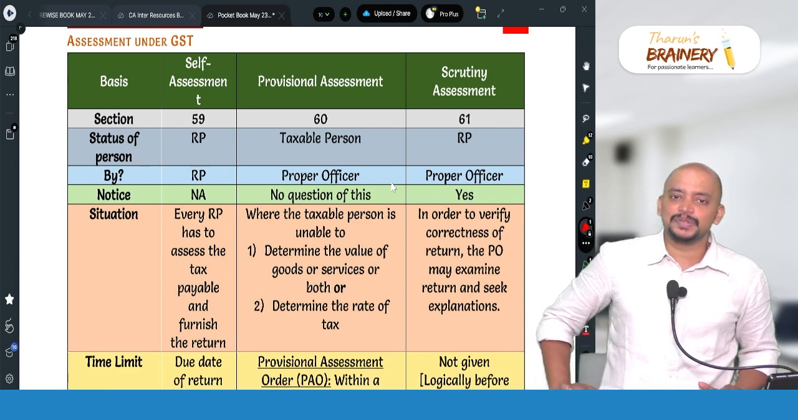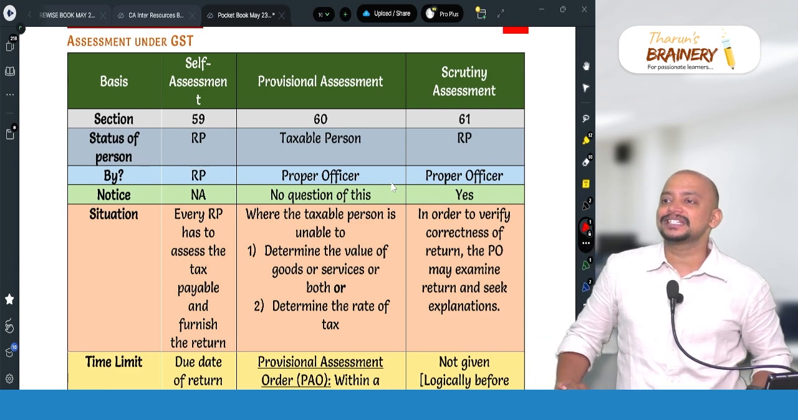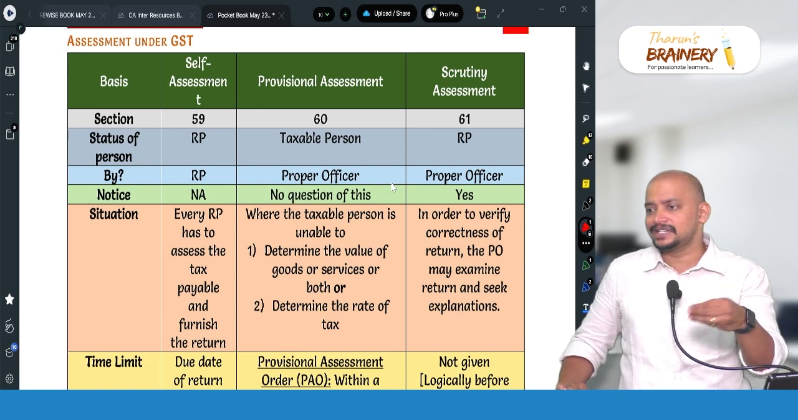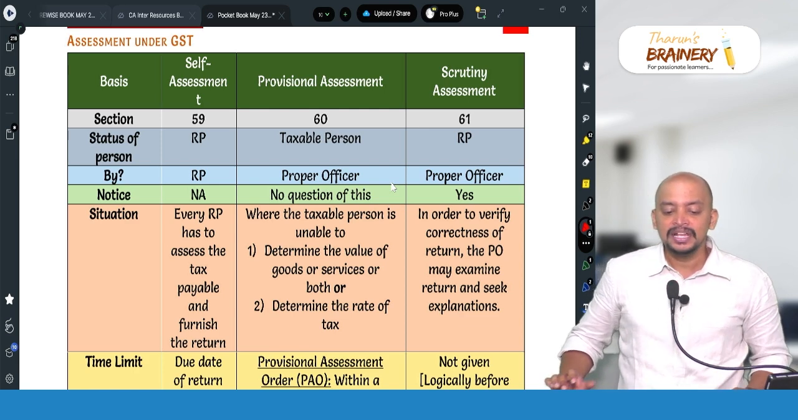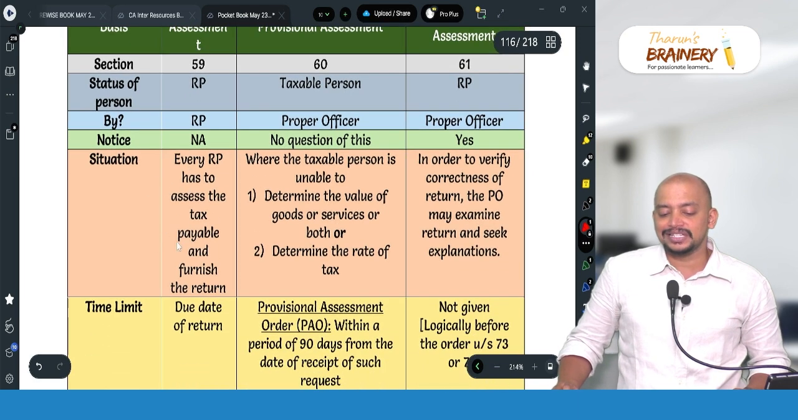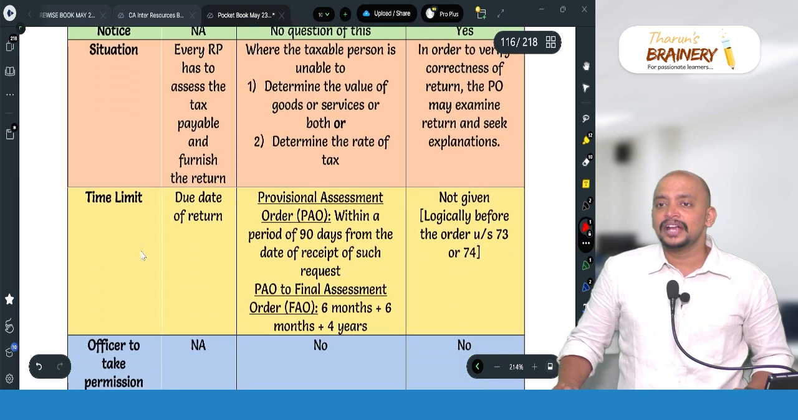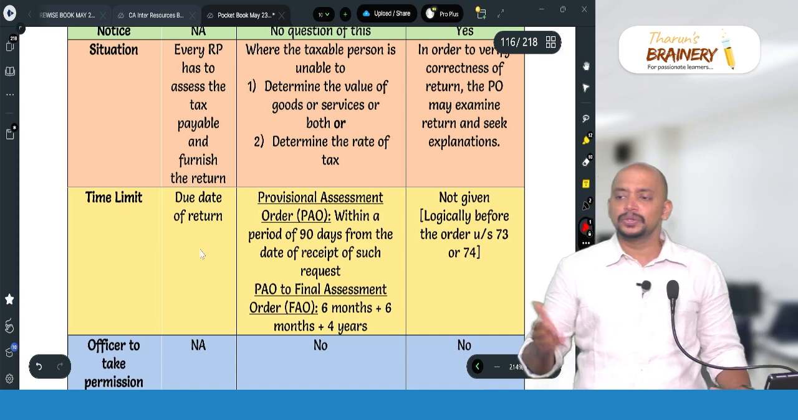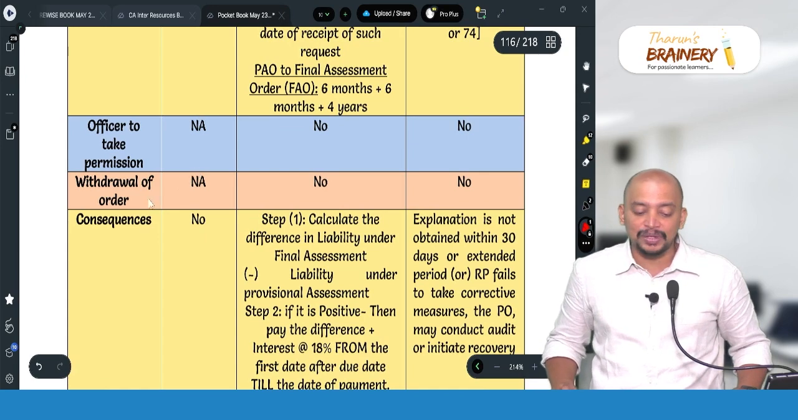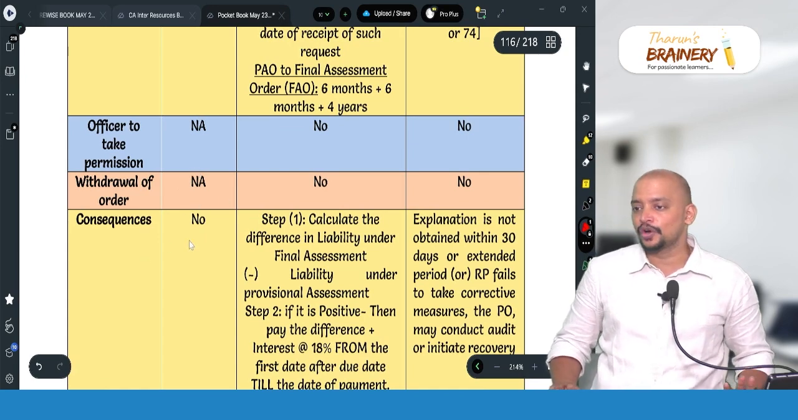So what is self-assessment? Every person can compute how much is the tax payable, and he will compute that and file the return, that is known as a self-assessment return. So section 59, who will be doing the self-assessment? Registered person, and notice is not applicable. Every registered person has to assess the tax payable and furnish the return. And what is the time limit of the self-assessment? Due date of filing return. Officer's permission is not applicable, withdrawal of order is not applicable, no consequences.